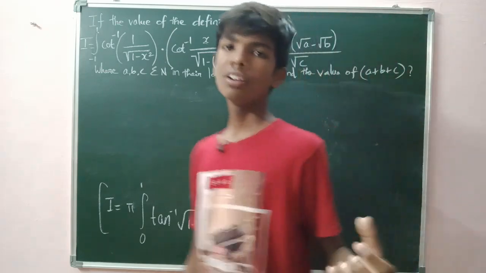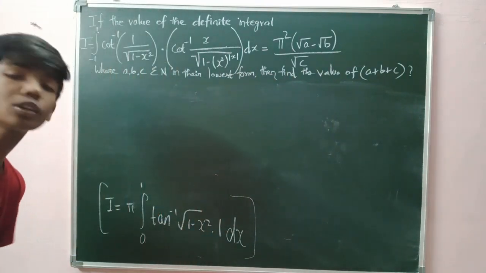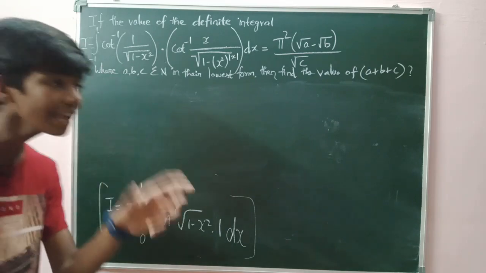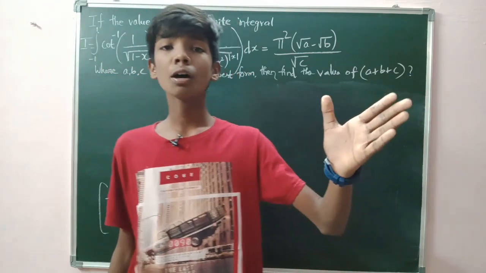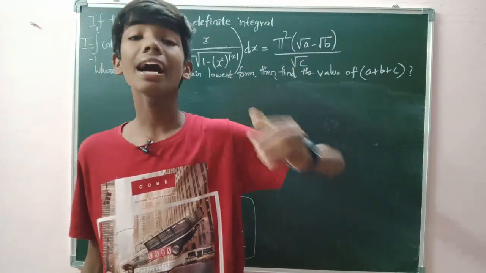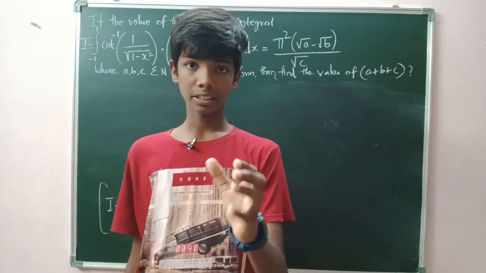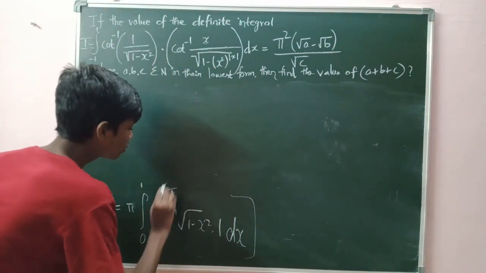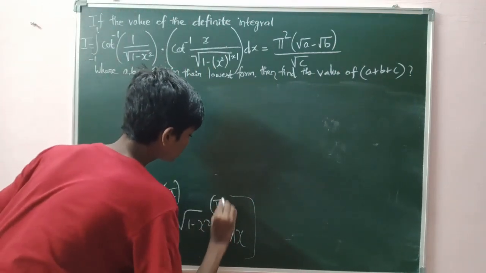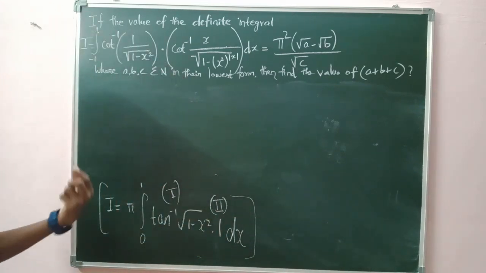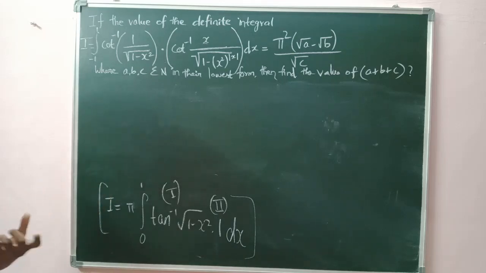Using your ILATE rule, we know that tan inverse of root of 1 minus x square is your inverse function, and that 1 is your algebraic function. So in the ILATE rule, inverse function comes ahead of your algebraic function. Inverse function comes ahead of your algebraic function. Therefore, take tan inverse of root of 1 minus x square as first function and 1 as your second function, because inverse function is before your algebraic function in your ILATE rule.